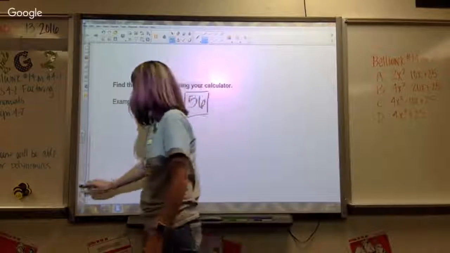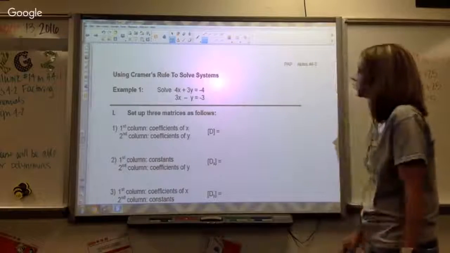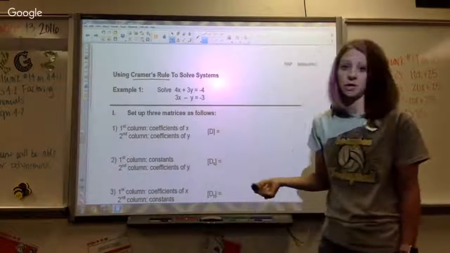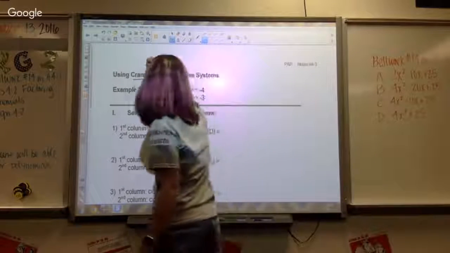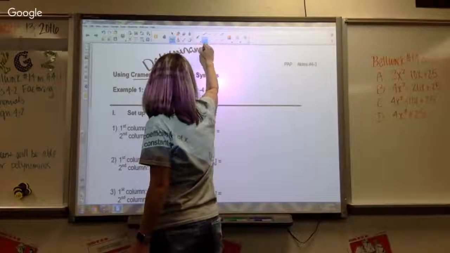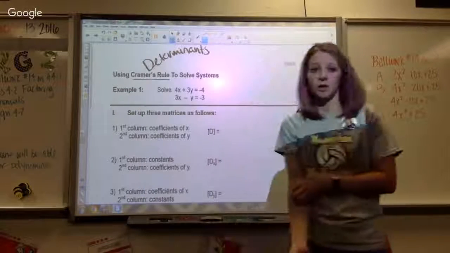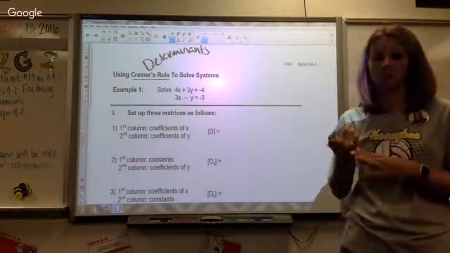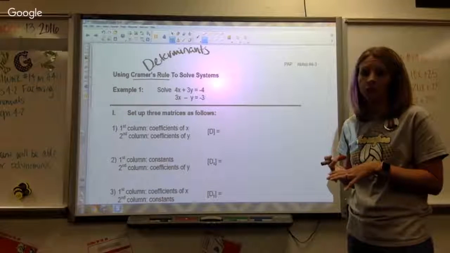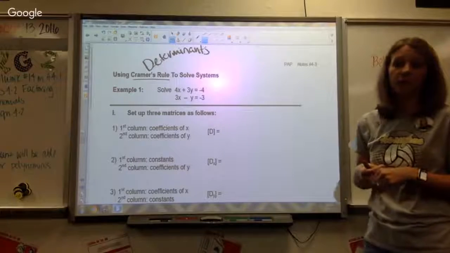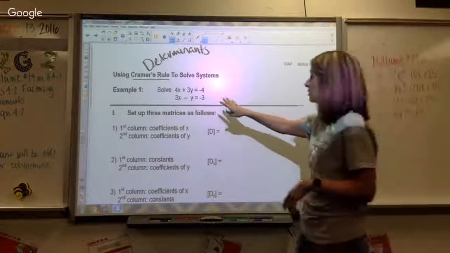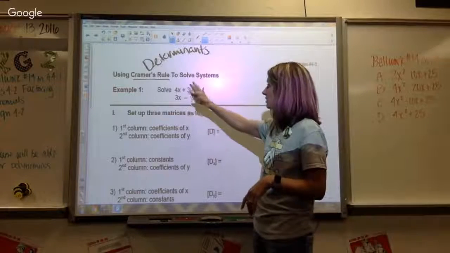Okay, so now we're going to use that to use Cramer's rule to solve systems of equations. Cramer's rule means you will be using determinants to solve the system. Remember, we're solving a system. We've already gone over using graphing, using substitution, and using elimination. When you're solving a system, you're trying to find the point that they have in common. So that's what we're trying to do on this first example. So notice we have 2 variables and 2 equations.